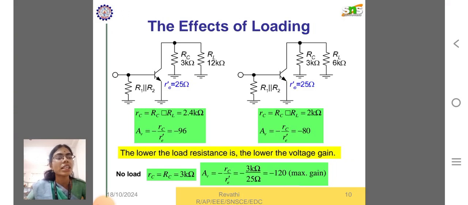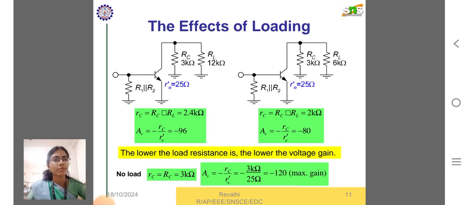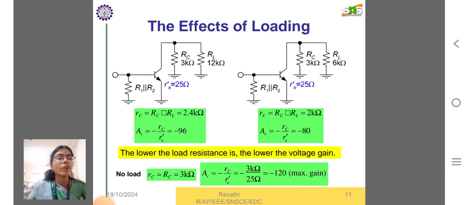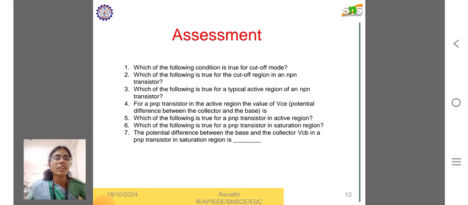The effect of loading is that the lower the load resistance is, the lower the voltage gain.